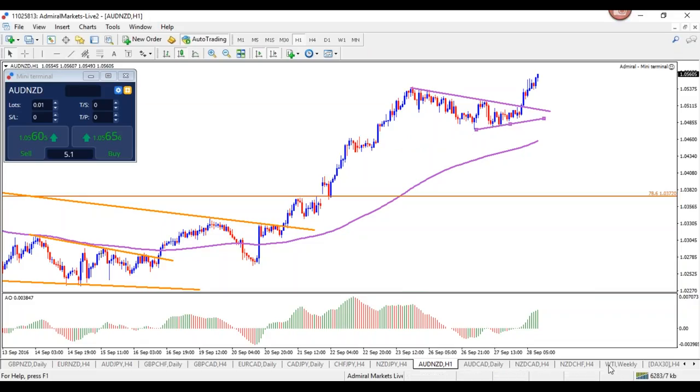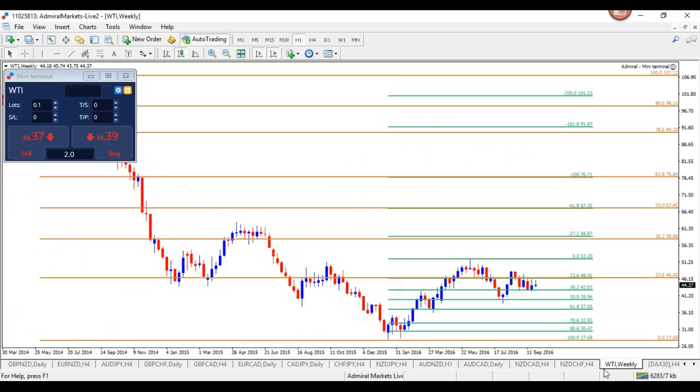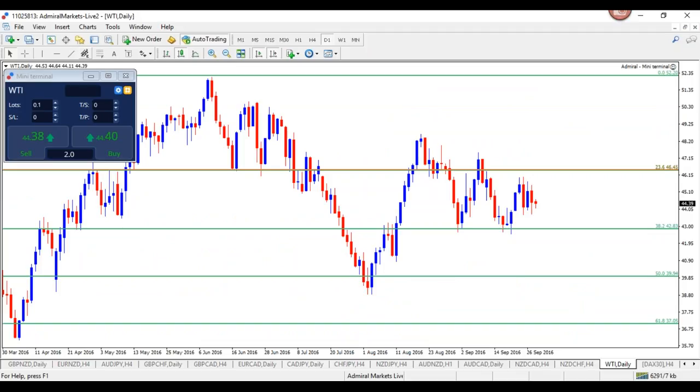Let's take a look at oil. Still in the triangle, I think that still looking for a break, probably to the upside. This looks like an impulse here. This looks like a correction. Looking for, I would think, a break candle here for upside.